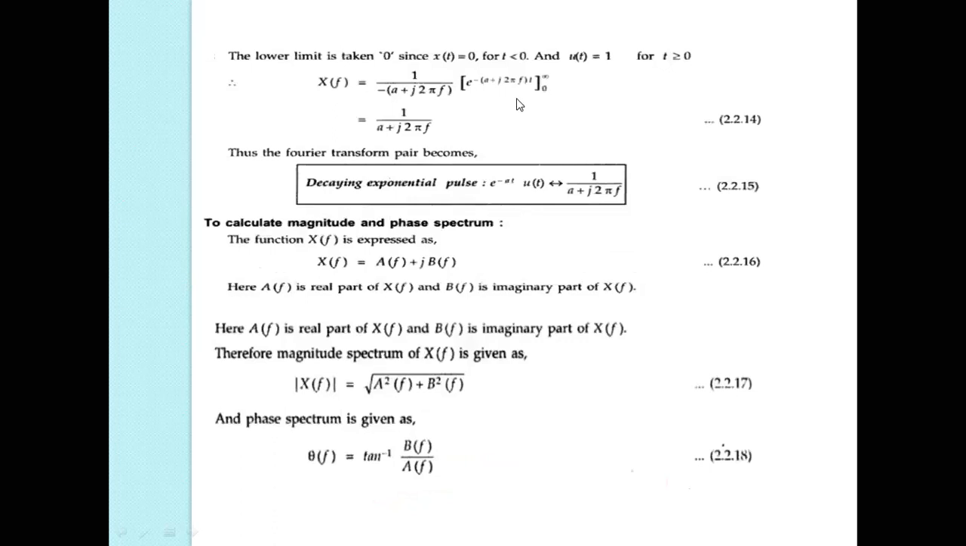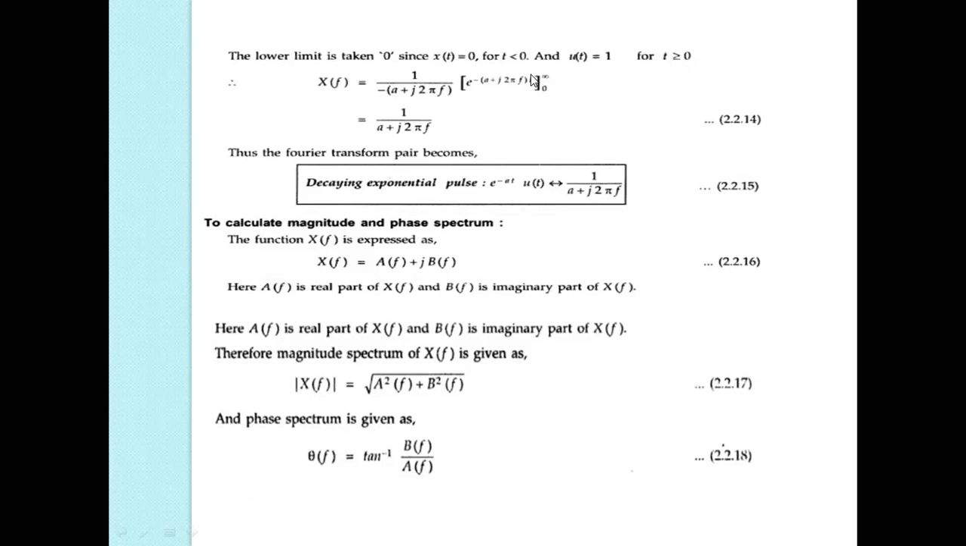The integral of the exponential e power minus jx is e power minus jx divided by minus j. Here, with respect to t, the coefficient of t is minus a plus j 2 pi f. The upper limit is infinity and the lower limit is 0.